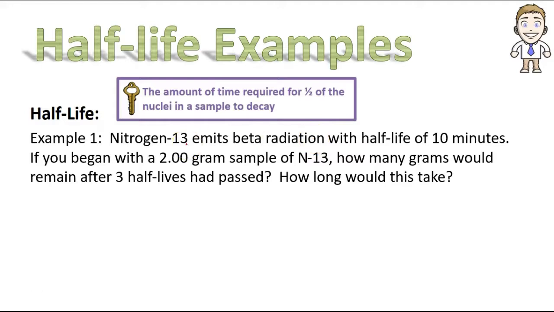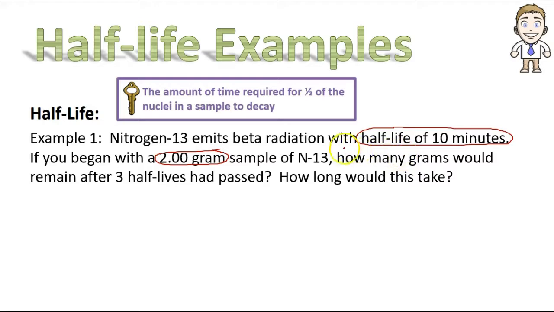Such as in the first sentence, it says nitrogen-13 emits beta radiation with a half-life of 10 minutes. I'm going to circle the half-life of 10 minutes because in a half-life problem, it's a pretty good bet that you're going to have to use that number. The next sentence says if you began with a 2-gram sample, that's going to be important. You always want to know your initial starting mass.